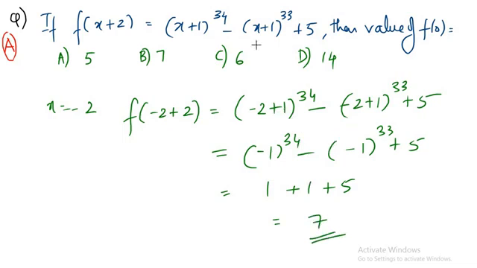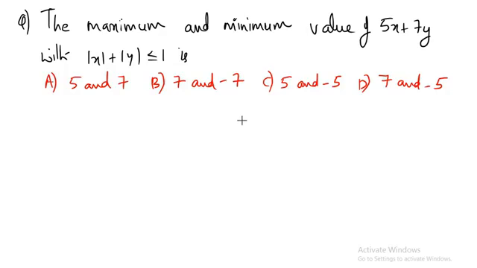So now let's move on to another question, regarding the linear programming problem. Basically it's a problem from operations research. You can see we are asked to find the maximum and minimum value of, say, z equal to 5x plus 7y, with the constraint given to us being mod x plus mod y is less than or equal to 1.